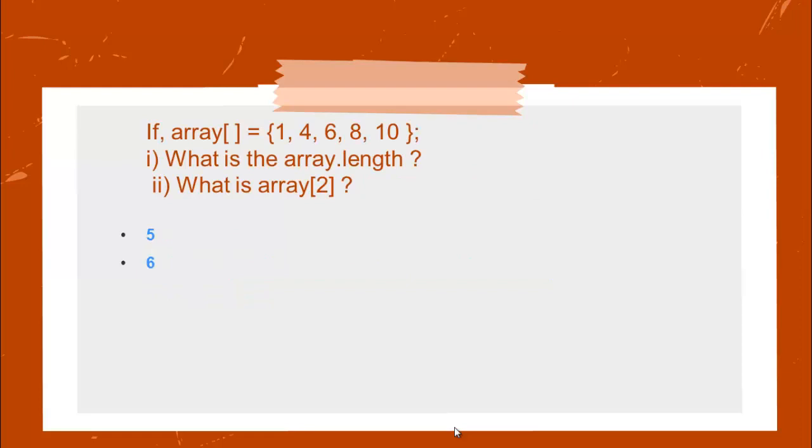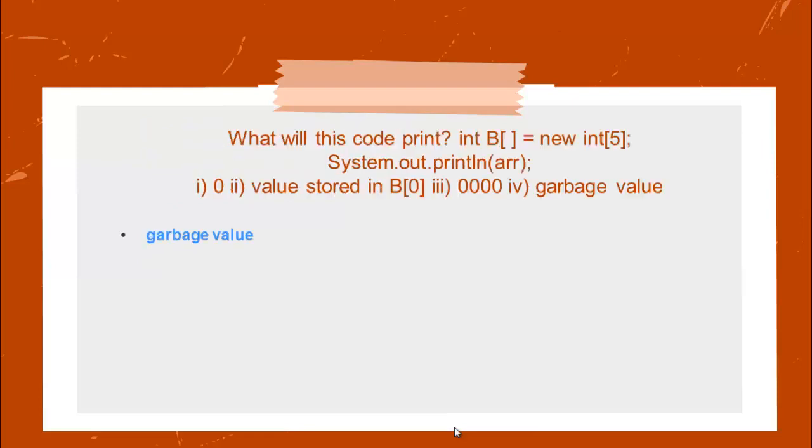These are the examples given for an array: 1, 4, 6, 8. Array index always starts with 0. Length is 5, with elements 1, 4, 6, 8, 10. And the array of 2 is 0, 1, 2, 6. What will the code print finally? It will print a garbage value because a[] or b[] is not given there.